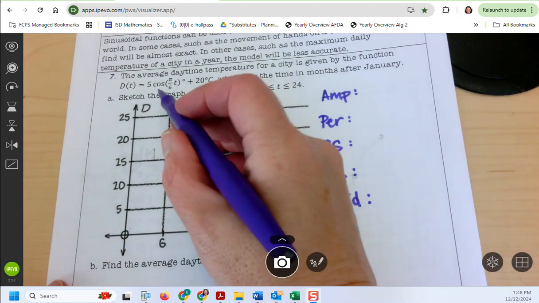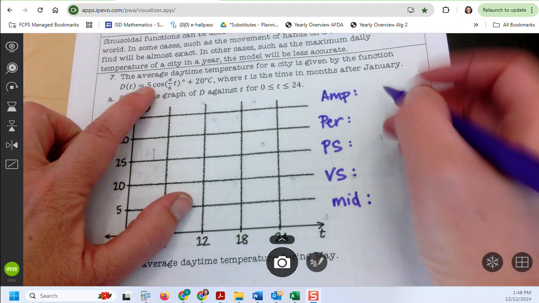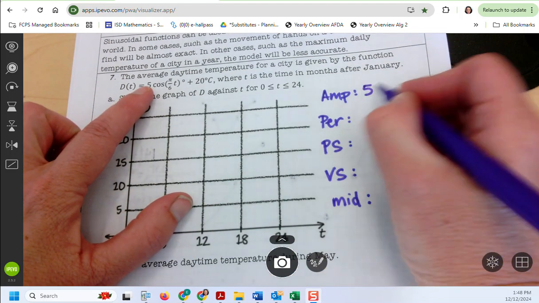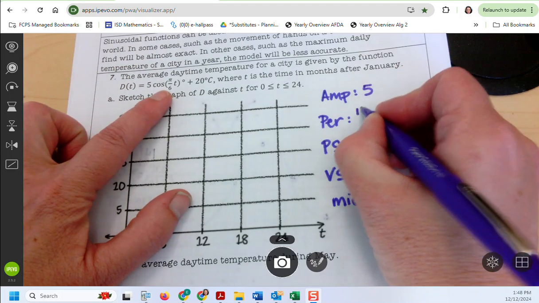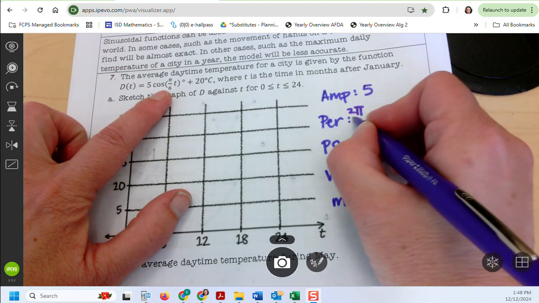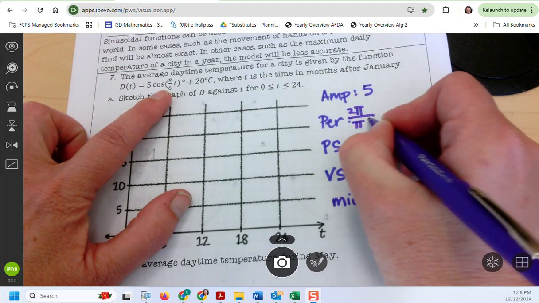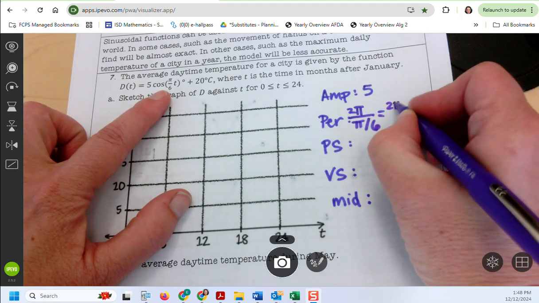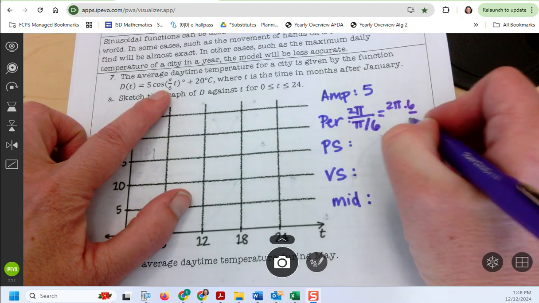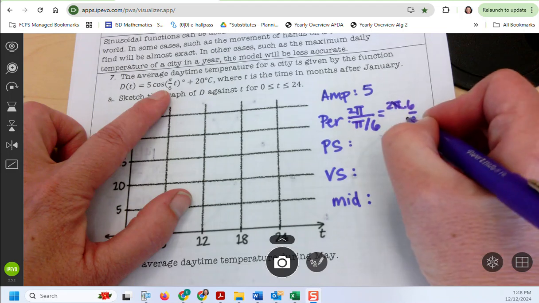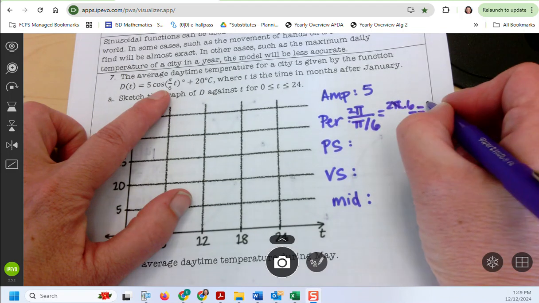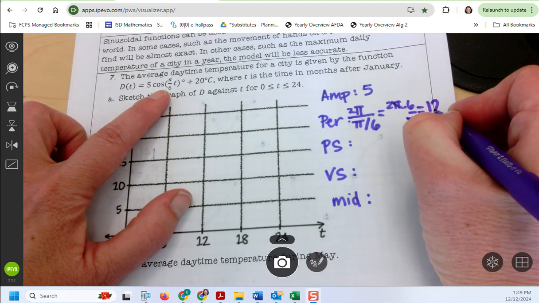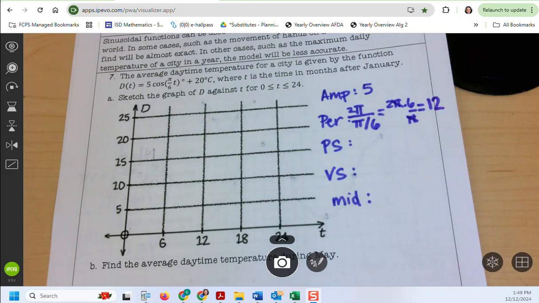All right, feel free to work ahead of me here because you know these. The amplitude is 5. The period is 2 pi divided by pi over 6, which is 2 pi times 6 over pi. And notice that the pi's cancel out. Now this actually makes sense because what does the T represent?